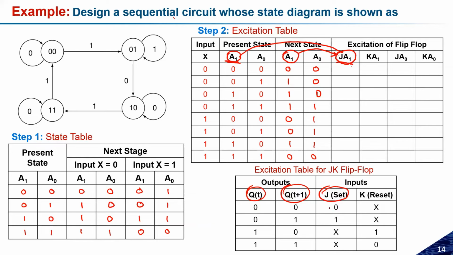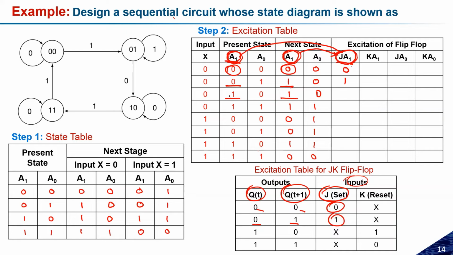Here I have 2 present states, A1 and A0, and if I want to make the input for J based on A1, I need to consider A1 from the present, A1 from the next, and prepare for J, so I am referring to it as JA1. See here, 0 and 0, J will give 0. So J will be 0 if both are 0. 0 and 1, J will become 1.